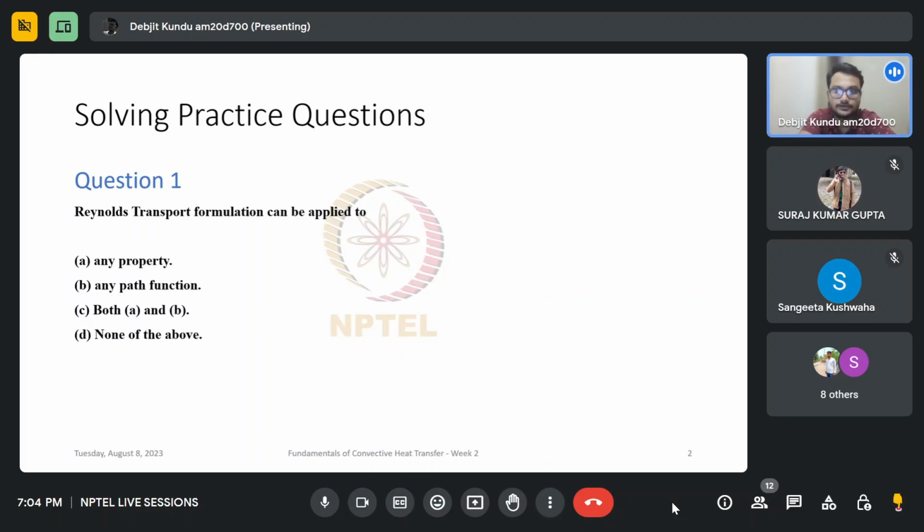Okay, so read the question carefully. Question number one of today's session. So Reynolds transport formulation can be applied to what? Is it option A, any property? Option B, any path function? Option C, both A and B? Or is it option D, none of the above?